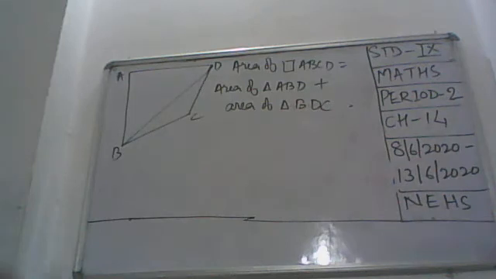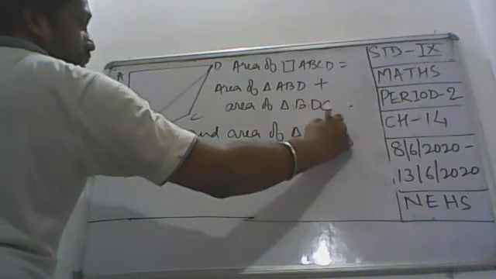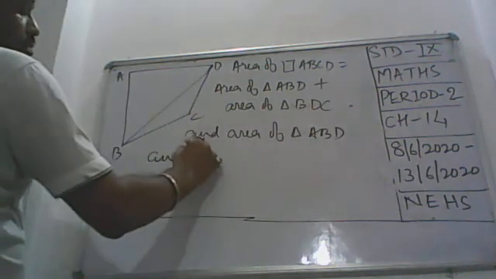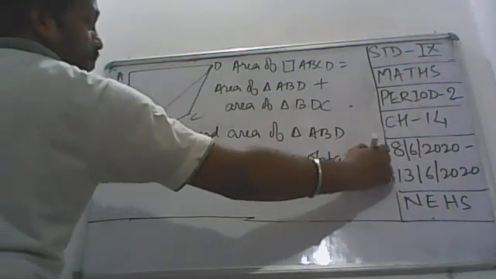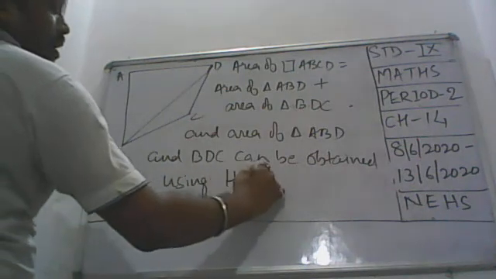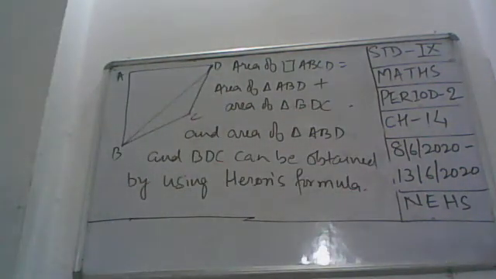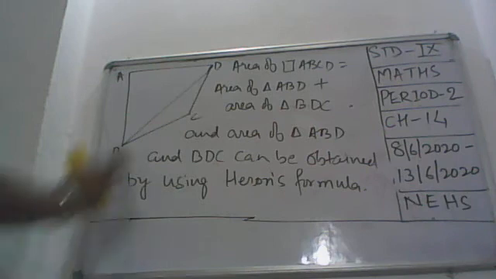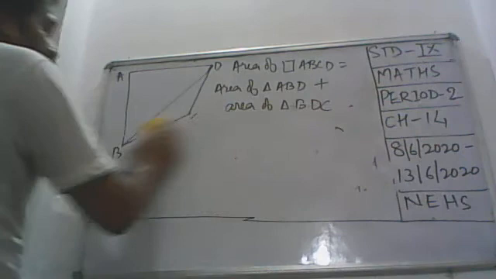Okay, and area of triangle ABD and BDC can be obtained by using Heron's formula, or if it is there, anything can be there, the shape can be different also. Suppose that this is the main basic, so we can find the area of this quadrilateral like this. Now we will discuss about the shapes. What type of shapes can be there?